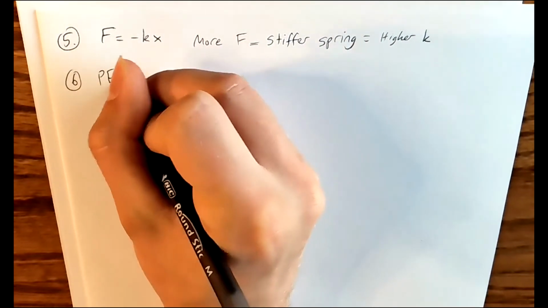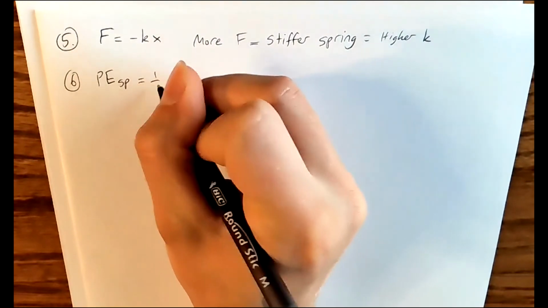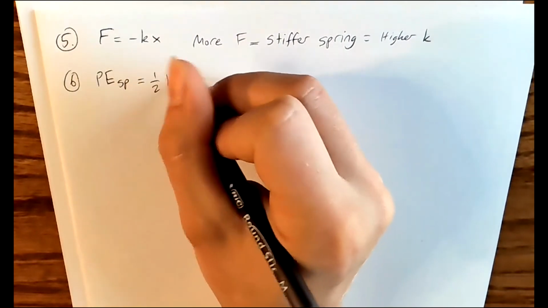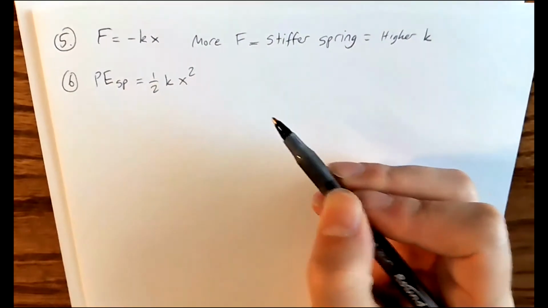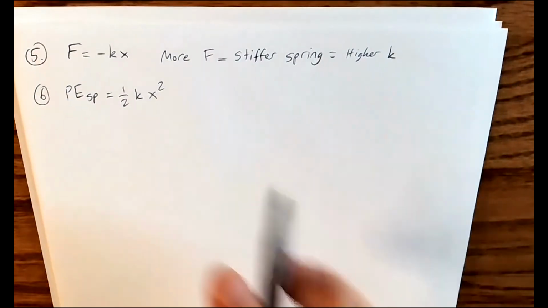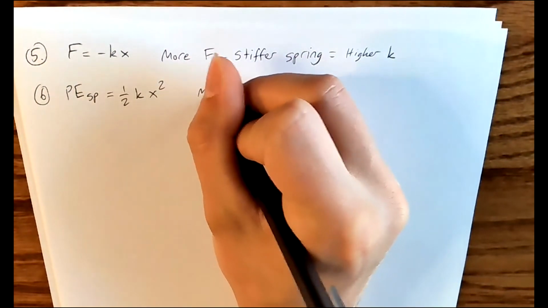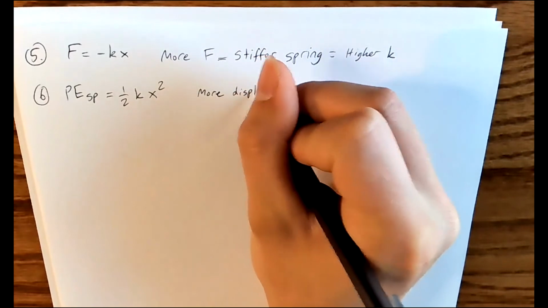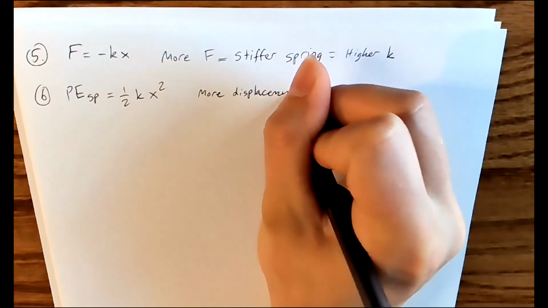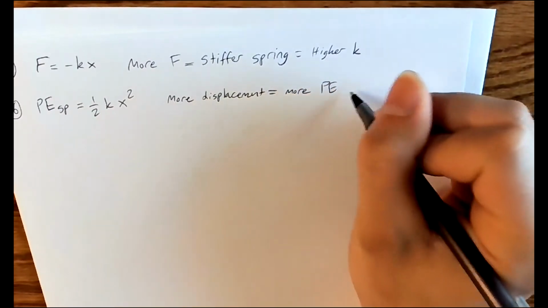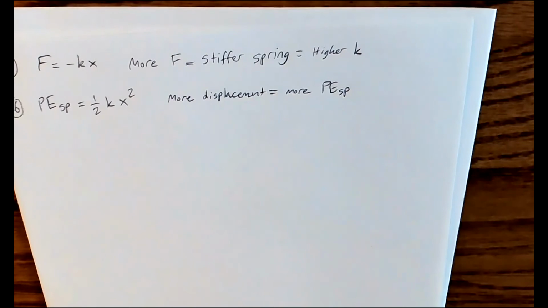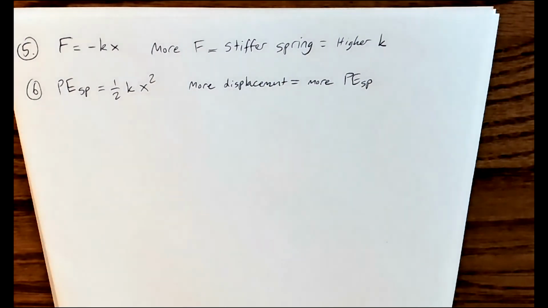I'll write it out again. 1/2 times the spring constant k times the displacement squared. More displacement, more potential energy for a spring. Okay.